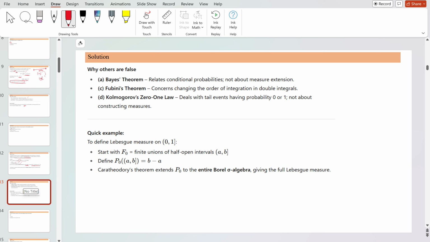If you take the example of defining the Lebesgue measure on 0 to 1, start with F naught, which is a finite union of open intervals (a, b). Define P naught of (a, b) equal to b minus a, and Carathéodory's theorem extends P naught to the entire Borel sigma algebra, giving the full Lebesgue measure. These are the points to be understood for solving these problems, because this theorem is relating to measure extension. That is very, very important.